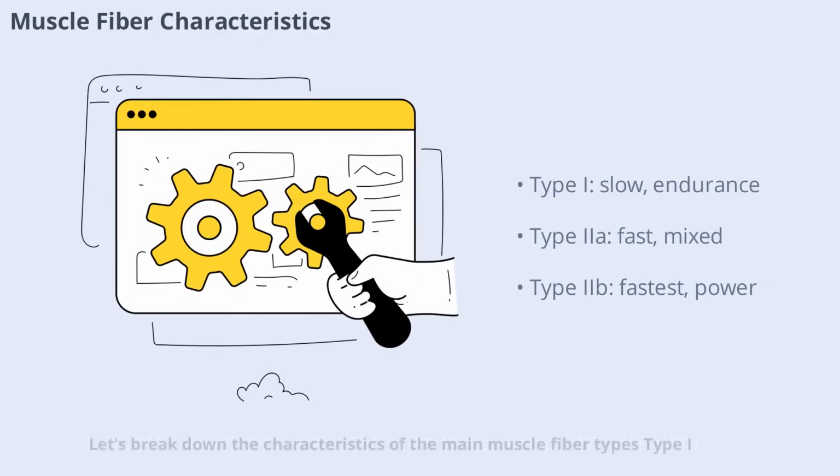Let's break down the characteristics of the main muscle fiber types. Type I or slow-twitch fibers contract slowly, resist fatigue, and have a small diameter. They are rich in mitochondria and have low glycolytic enzyme concentration. Type IIA fibers are fast-twitch, oxidative glycolytic with intermediate fatigue resistance and diameter. Type IIB fibers are fast-twitch, glycolytic with the fastest contraction speed, largest diameter, and highest glycolytic enzyme concentration, but they fatigue quickly. These differences explain why some muscles are better for endurance and others for power.